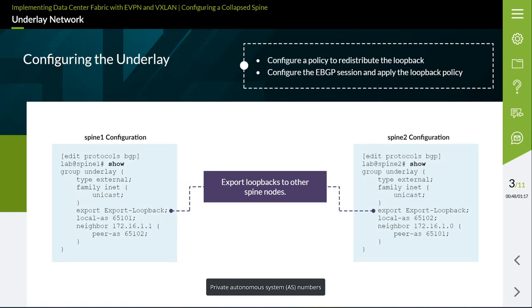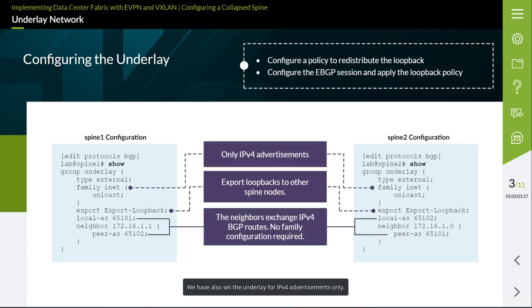Private Autonomous System, or AS, numbers 65101 and 65102 are used in this example, and the connected interfaces use addresses in the 172.16.1.0/31 address space. We have also set the underlay for IPv4 advertisements only. If you require IPv6 peering, you could either add the family inet6 or not limit the advertisements. When we configure the overlay, we will limit the overlay advertisements to EVPN signaling.